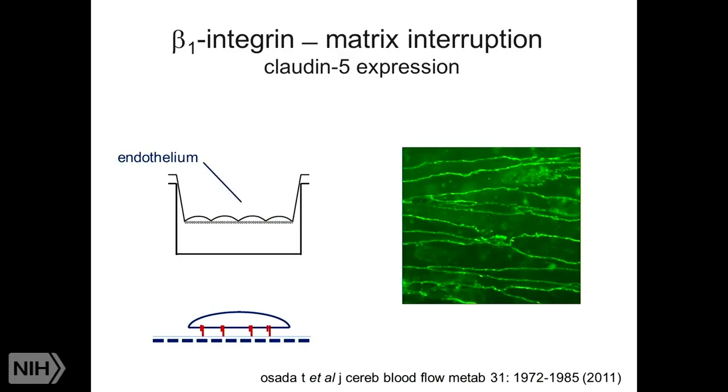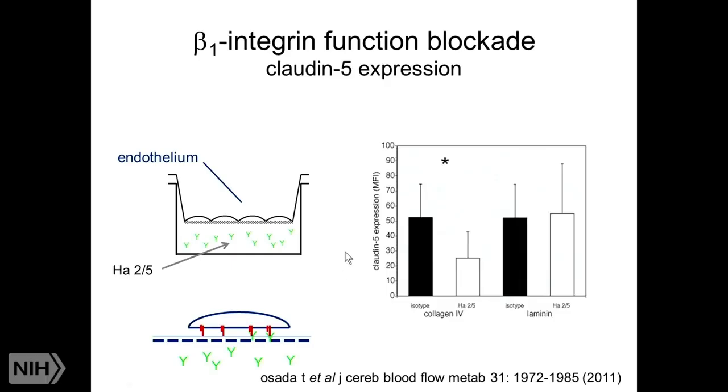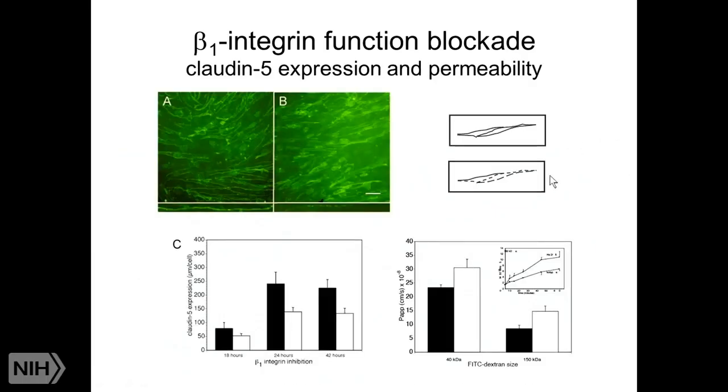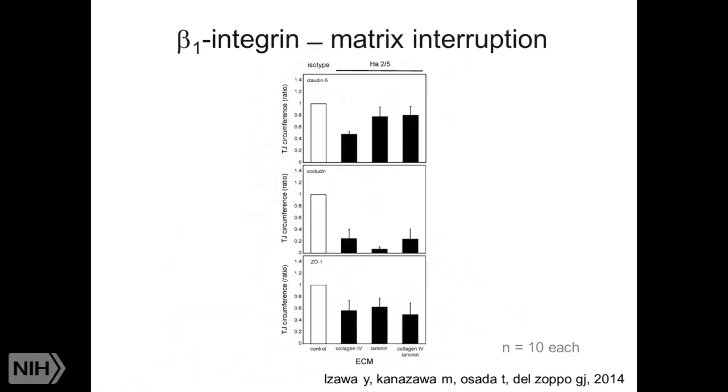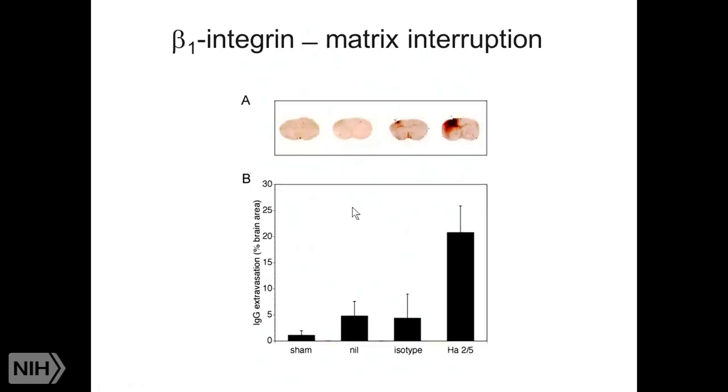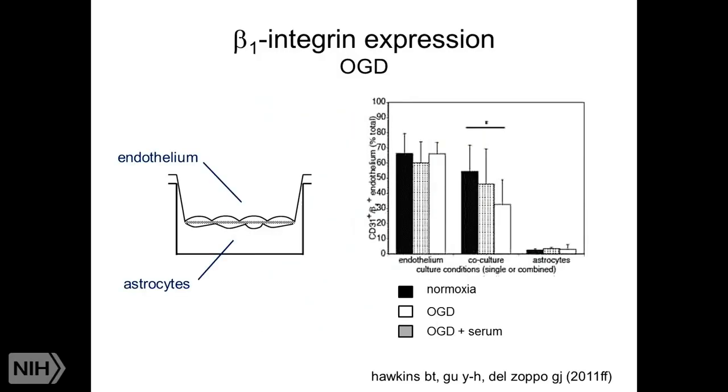So a very simple example is using an inhibitor of a beta-1 integrin. We could show a significant decrease in Claudin-5 expression, the tight junction protein. When beta-1 was blocked in confluent cells, this produced a decrease in the expression of Claudin-5, but also an increase in permeability of the system to both 40 kDa and 150 kDa molecules. This was also true of other tight junction proteins, including occludin and ZO1. And if injected directly into the brain, this produced a significant increase in permeability. So blocking beta-1 integrin increased permeability across the barrier.